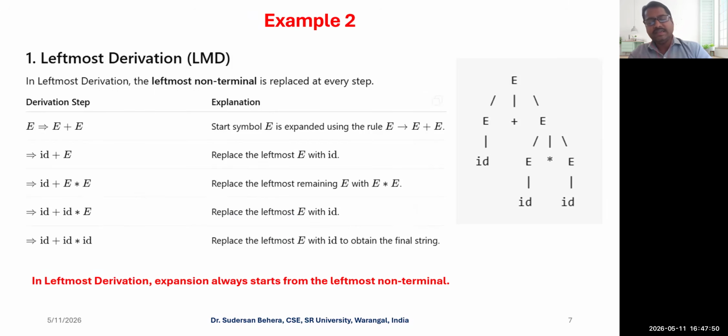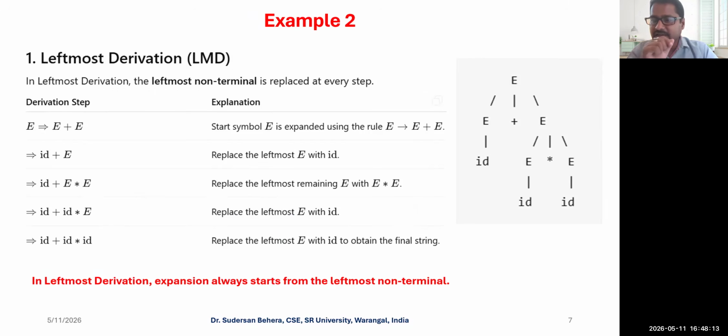Okay, so this E got replaced with E, because you are traversing from left to right. So E into E. Replace the leftmost remaining E with E into E. Yes, that got replaced. Now, what is the sentence you got? ID plus E into E.